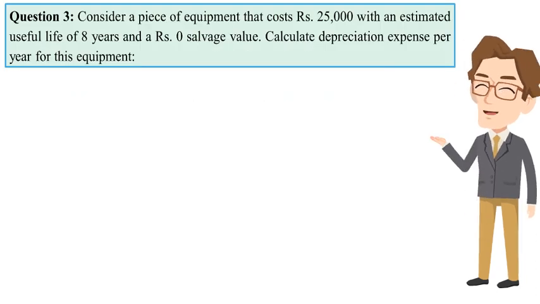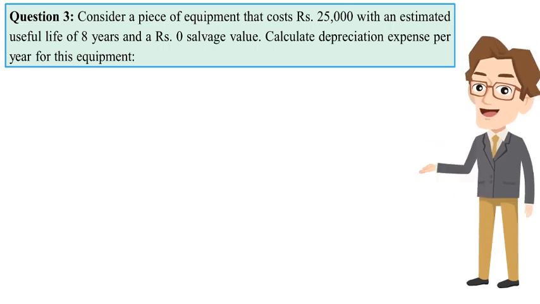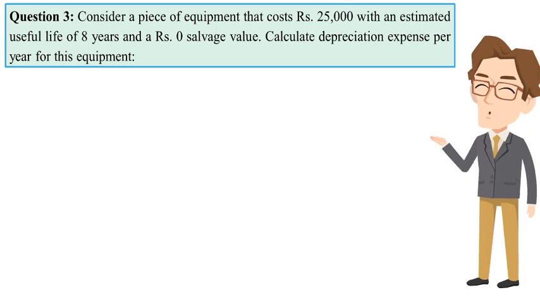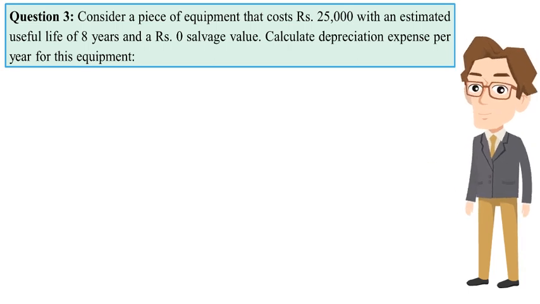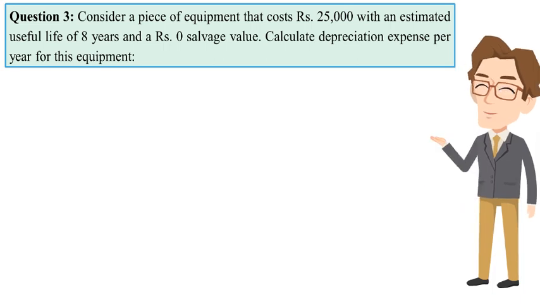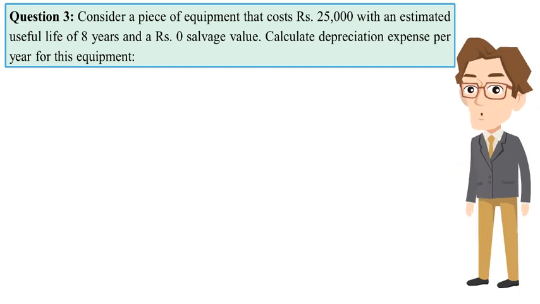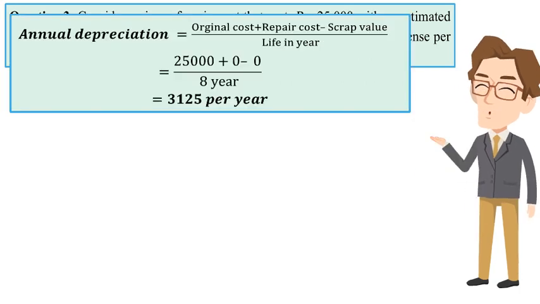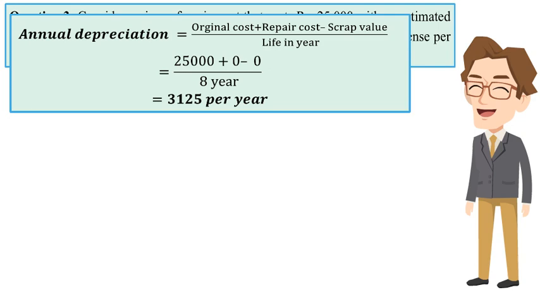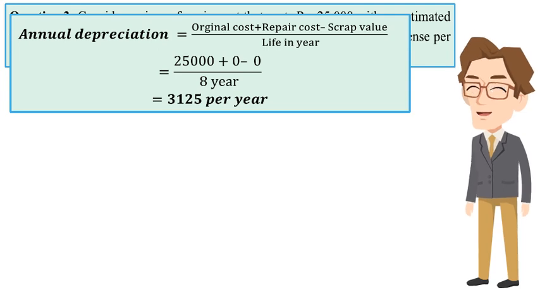In this question, an equipment that costs 25,000 rupees has a useful life of 8 years and a salvage value of 0 rupees. We need to calculate the annual depreciation of this equipment. The formula for annual depreciation is: original cost plus repair cost minus scrap value, divided by life in years.